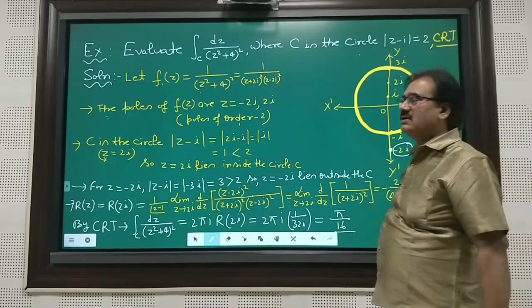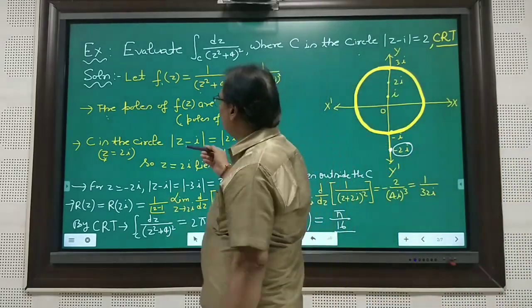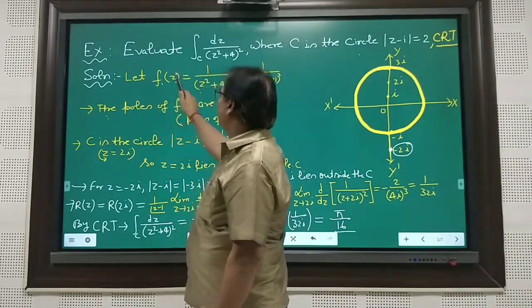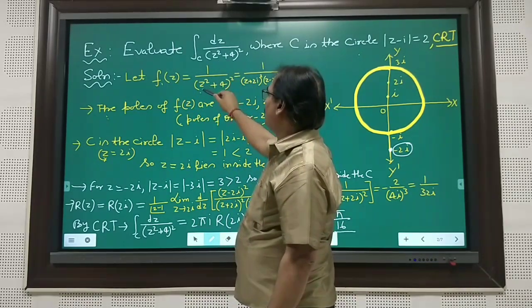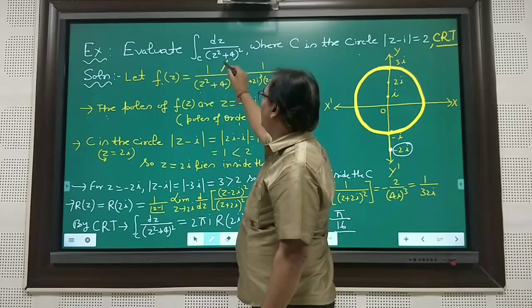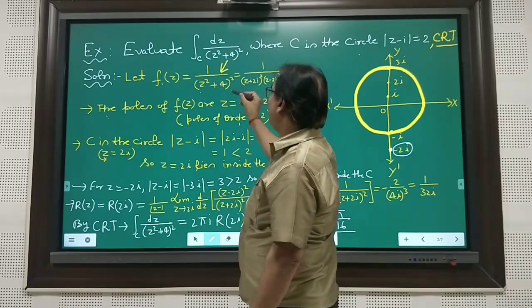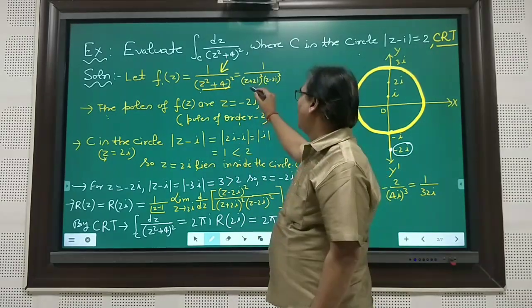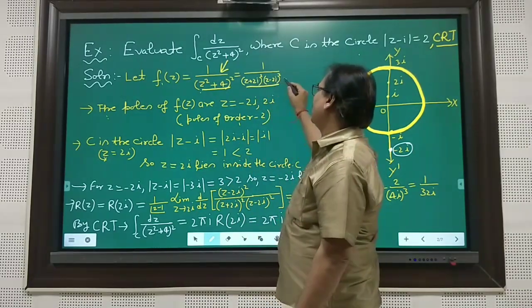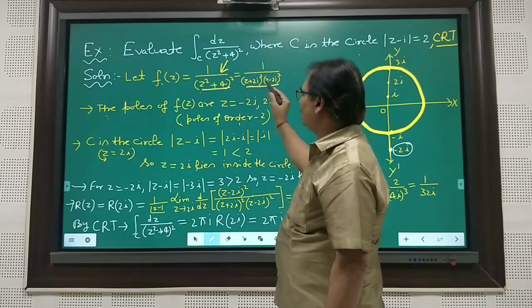So with the help of Cauchy residue theorem, we have to evaluate this. Let us look how. Let f(z) be equal to 1 over (z² + 4)², which is the given condition. Now z² + 4 can be written as (z + 2i)(z − 2i), so we can write f(z) = 1 over (z + 2i)²(z − 2i)².